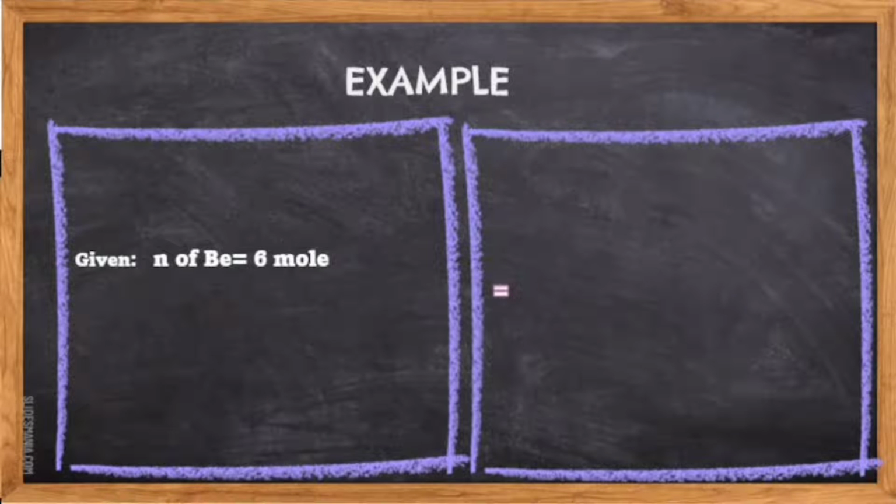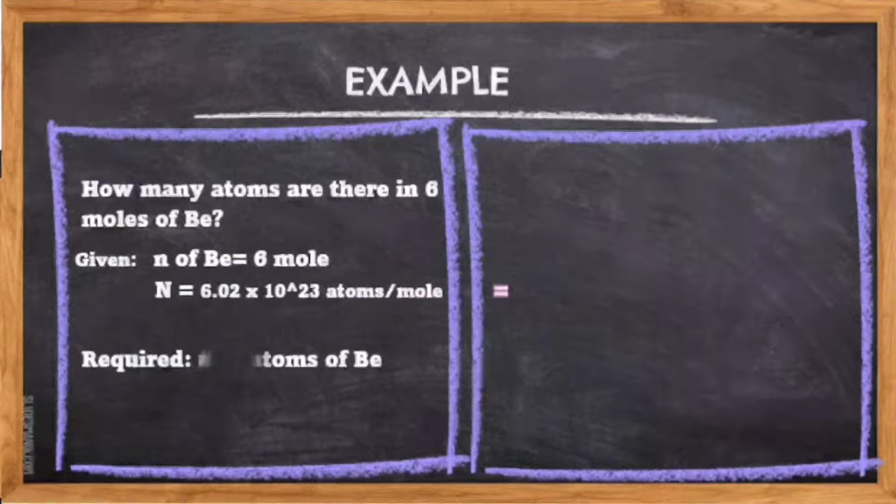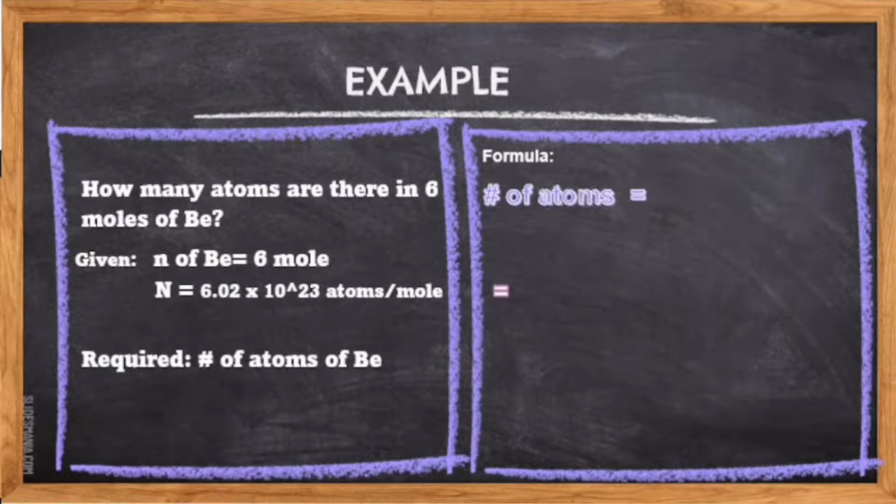For example, how many atoms are there in 6 moles of beryllium? So given, the mole of beryllium is 6 mole, the number of particles is 6.02 times 10 raised to 23 atoms per mole. Required is the number of atoms of beryllium. So formula, number of atoms is equal to mole times the number of particles, or Avogadro's number.